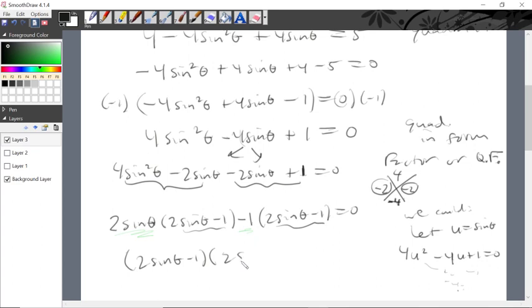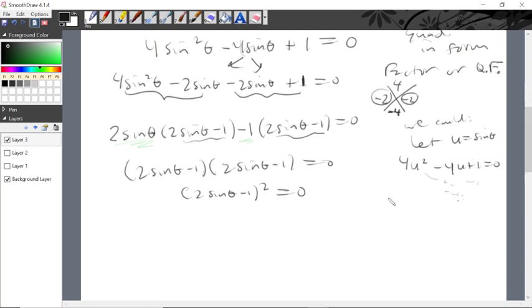So we have 2 sine theta minus 1 times another 2 sine theta minus 1 equals 0. In other words, this is 2 sine theta minus 1 quantity squared equal to 0, because it's the same factor. So we don't have to set both of them equal to 0. There's only one factor here, so we set that equal to 0. So 2 sine theta minus 1 is equal to 0, and from this we have the sine of theta is equal to 1/2.